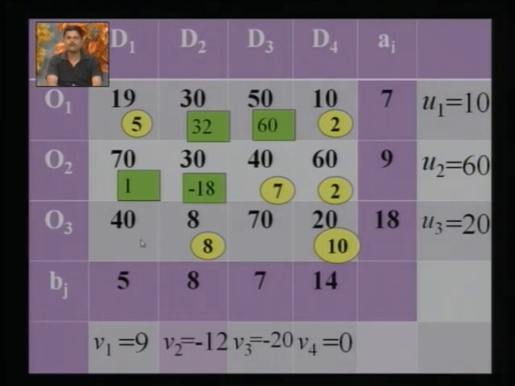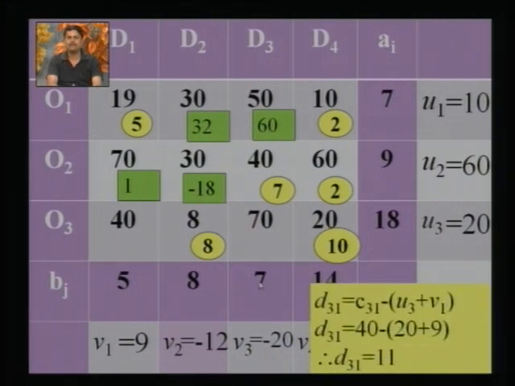For this particular cell, in the third row and first column, the formula would be D31 equal to C31 minus (U3 plus V1). That is 40 minus (20 plus 9). As you can see, U3 is 20 here, V1 is 9, and C31, that is this cost value, is 40. 20 plus 9 is 29, and 40 minus 29 is 11. So it is calculated this way.